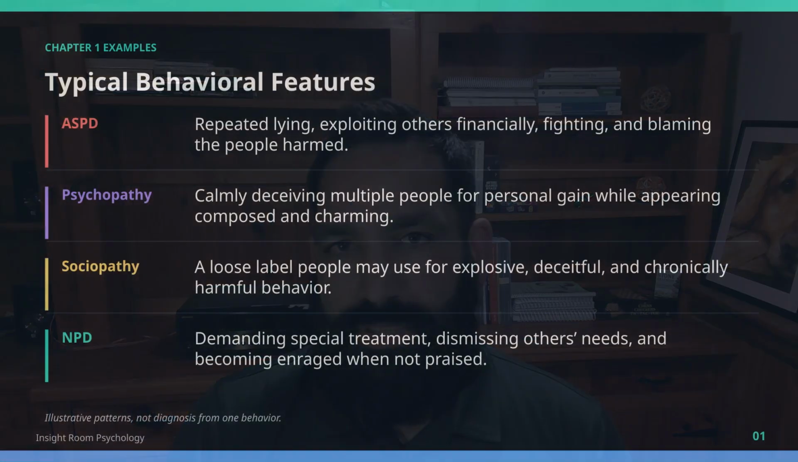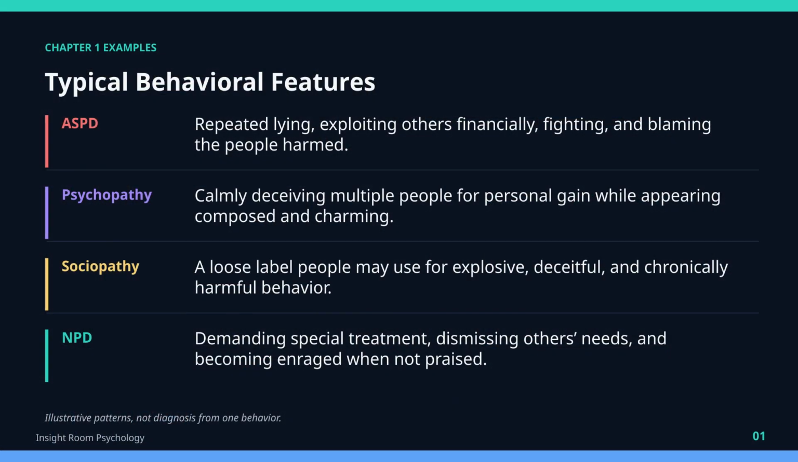Narcissistic personality disorder, or NPD, is also a formal diagnosis. It is generally characterized by grandiosity, need for admiration, lack of empathy, entitlement, and a heightened sense of self-importance. Psychopathy is different. Psychopathy is not a standalone DSM diagnosis.